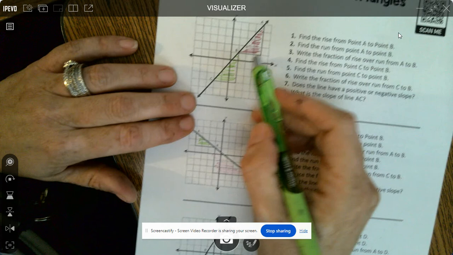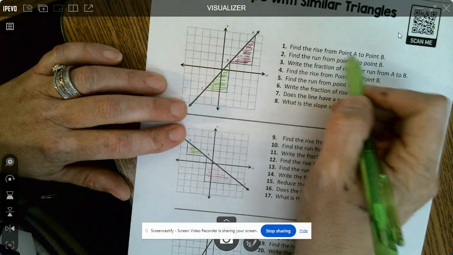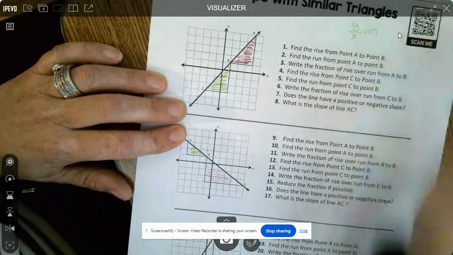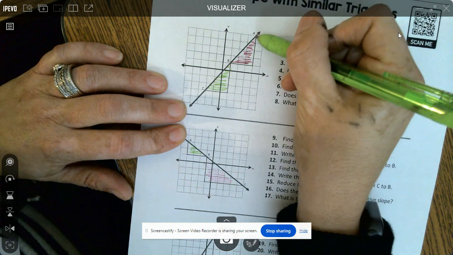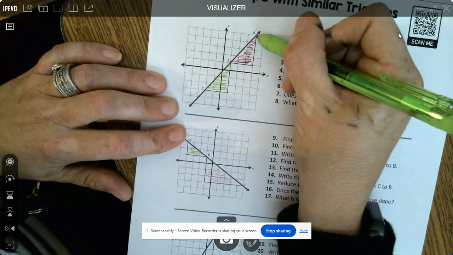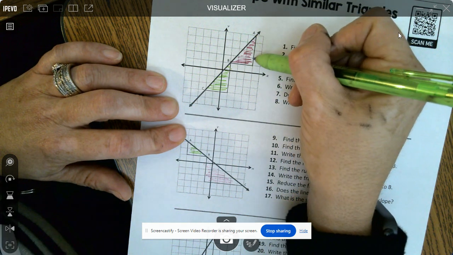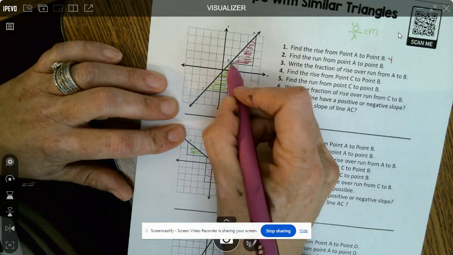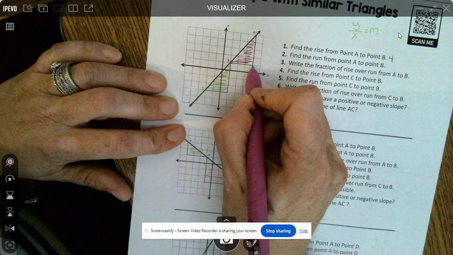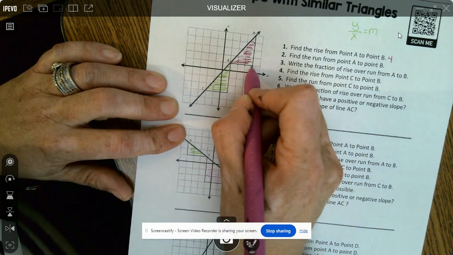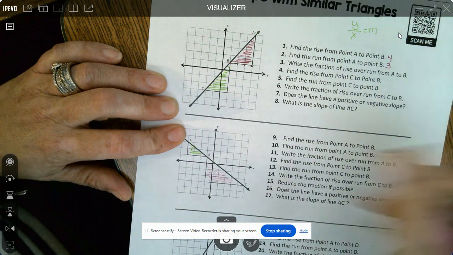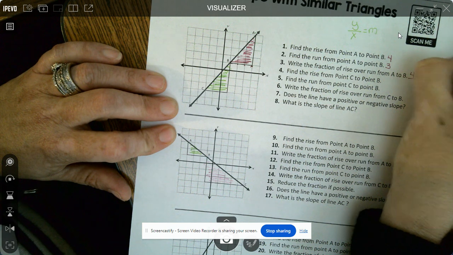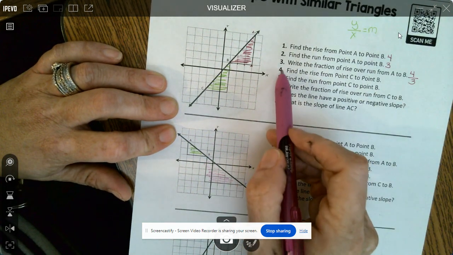All right, so let's look at the first one here. It says find the rise from point A to point B. So y over x equals m. From here to here, how many spots is it? How high do you go? 4. 1, 2, 3, 4. All right, how far do you run from here to here? 1, 2, 3. All right, what is my fraction of rise over run? 4/3. All right, now you guys do 4, 5, and 6.